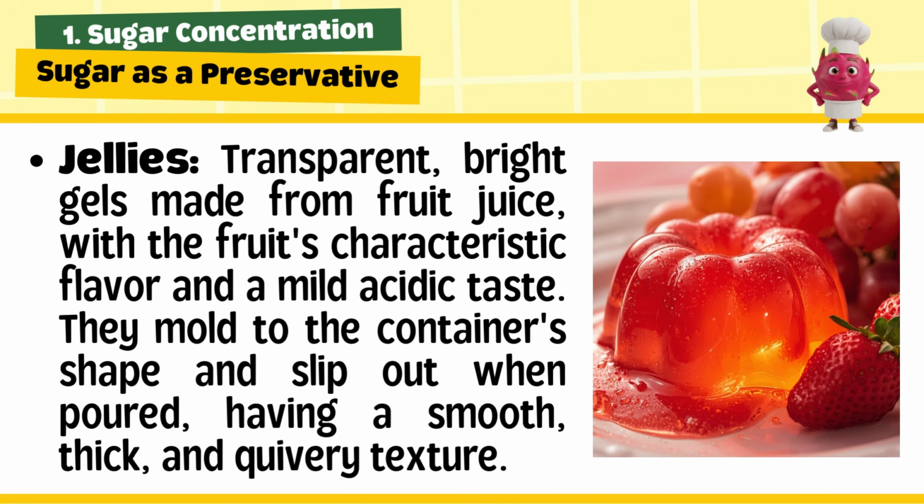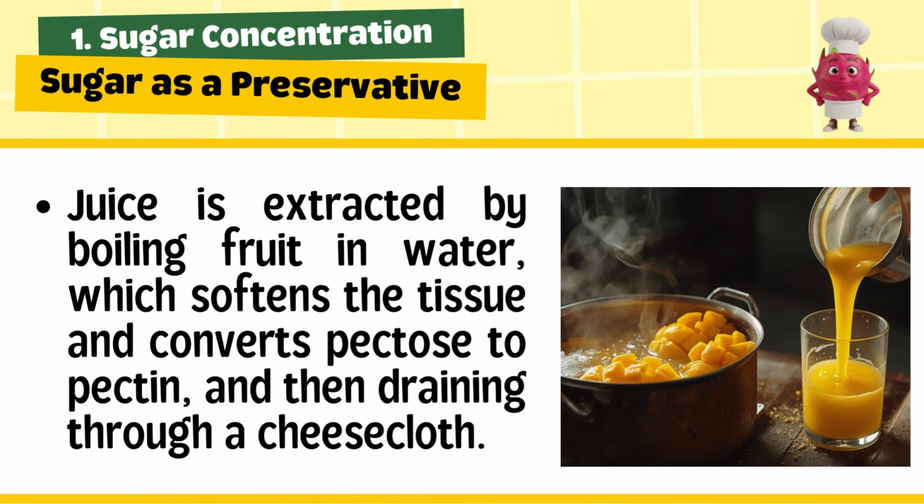How it looks: transparent and shiny. When you take it out of the jar, it holds its shape perfectly and has a fun, wiggly texture. How it's made: fruit is boiled in water to release something called pectin, a natural gelling agent, and then the juice is strained out. Sugar is added to that juice to create the final, firm jelly.